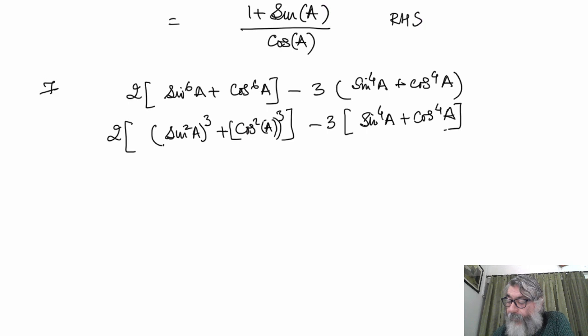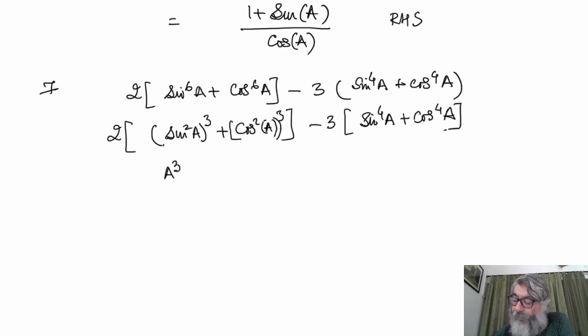Now a cube plus b cube: if we find the factors of a cube plus b cube, what do we find? a + b into (a square minus ab plus b square). So a cube plus b cube is (a + b) into (a square + b square - ab).